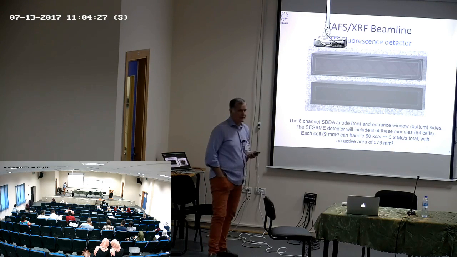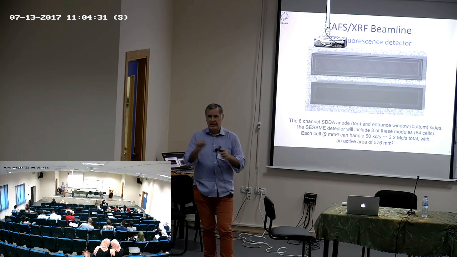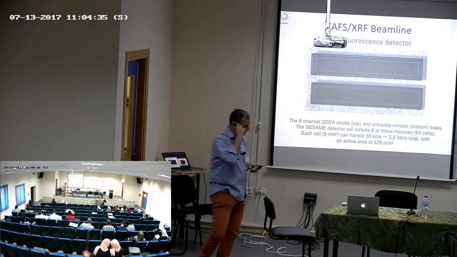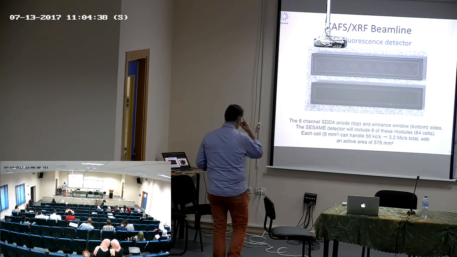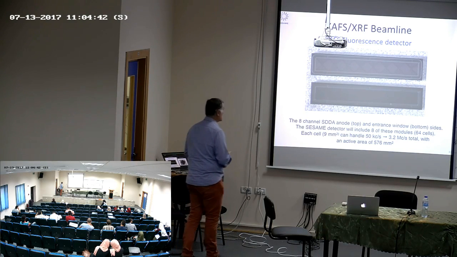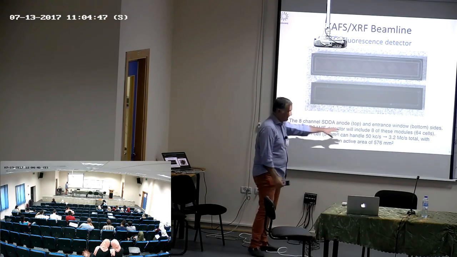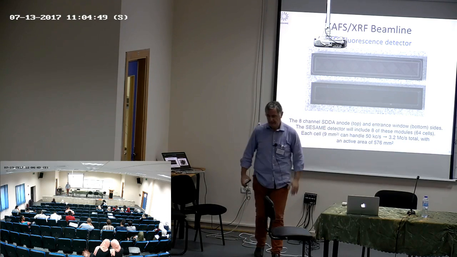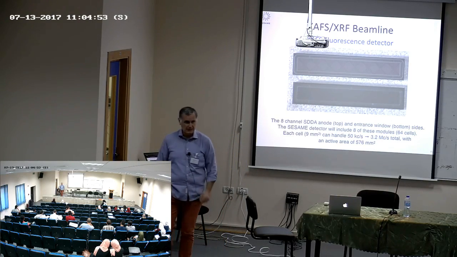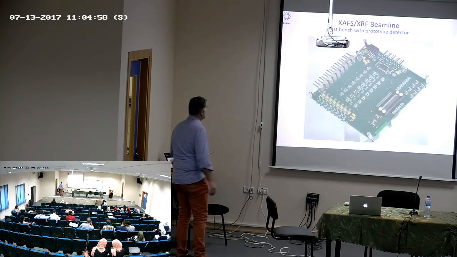Each of these cells can handle up to 50 kilocounts per second. So we're going to have 8 strips of 8 cells each, so 64 cells, which will give us a rather large area, almost 600 square millimeters, and a very high counter rate capability, up to 3 million counts per second, because you distribute the counts.